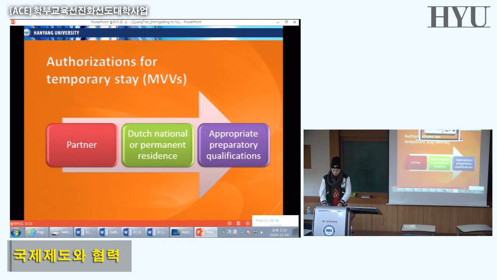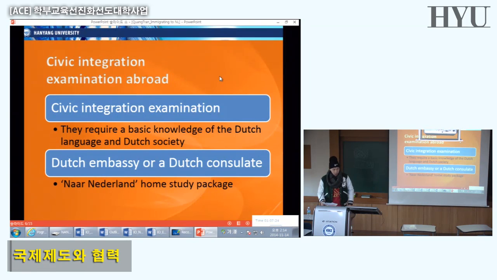If they wish to come here for family reunification, they must have a partner who can support them and who is a Dutch national or permanent resident of the Netherlands. And if they wish to study here, they must have the appropriate preparatory qualifications and be able to pay for their chosen course of study. Aliens who apply for an MVV or residence permit for employment, study, or family reunification must also pay a fee to cover the cost of processing their application. Secondly, we have civic integration and examination abroad.